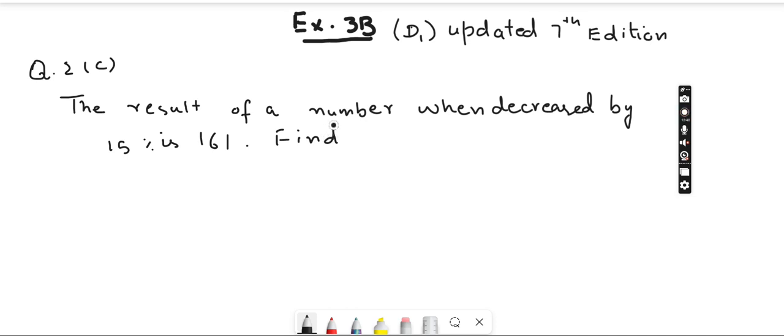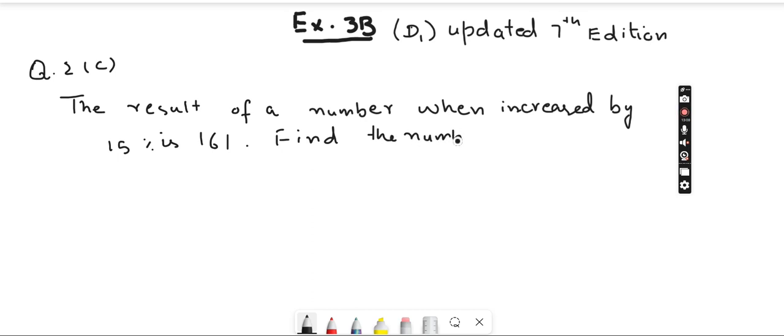Now just confirm it. Is it increase or decrease? So if it is increased, then it is increased, not decreased. The result of a number when increased by 15% is 161. Find the number.